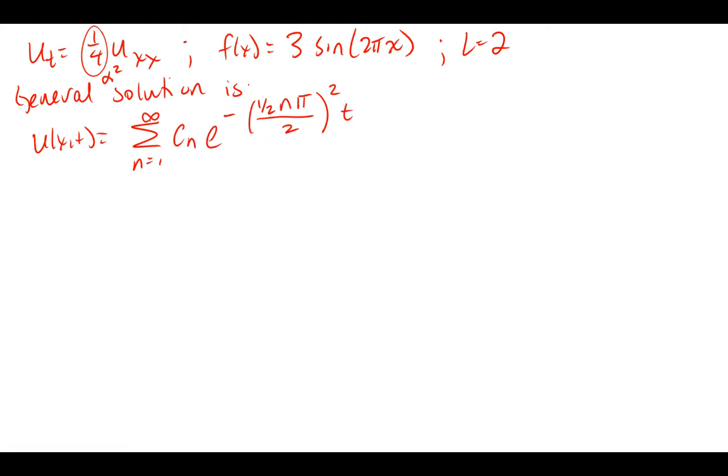But this is me just filling in our general solution, and filling in, in this case, the fact that alpha is 1/2 and L is 2. So that's how I put a 2 down here. And then sine of n pi over L, which is 2x. Okay, so that's me just filling in these two values.